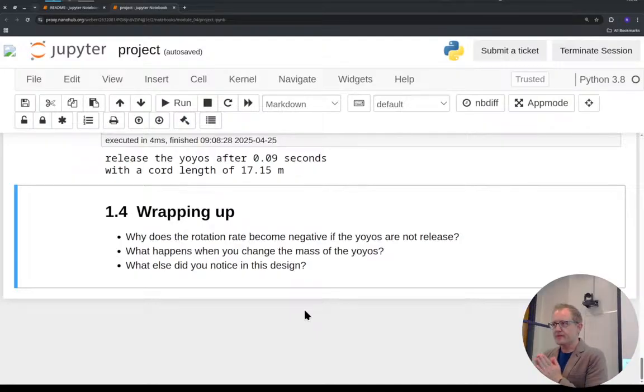All right, what did we notice about mass so far? Like mass of yo-yos at least. Increasing the mass decreases both the time and the length. Decreased time and length. Okay.